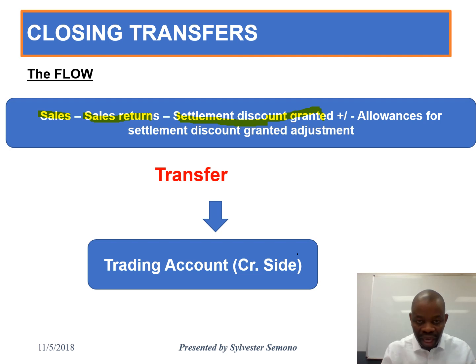Okay, so we must make sure that we check this formula: sales less sales returns less settlement discount granted plus or minus allowances for settlement discount granted adjustment. And thereafter, the amount that you get will be called net sales. And that net sales must be transferred to the trading account on the credit side. I hope you are following. Now, let's switch over to the next slide.